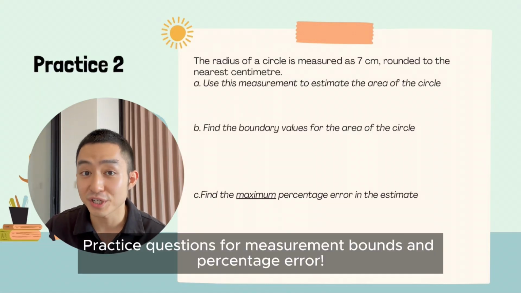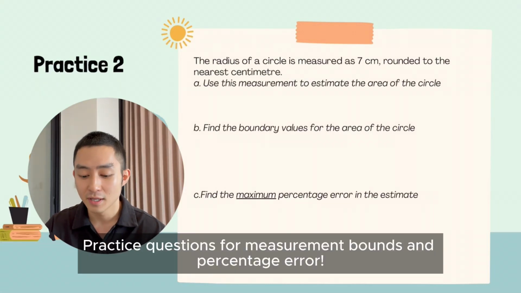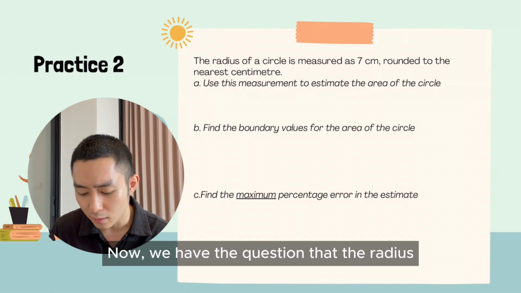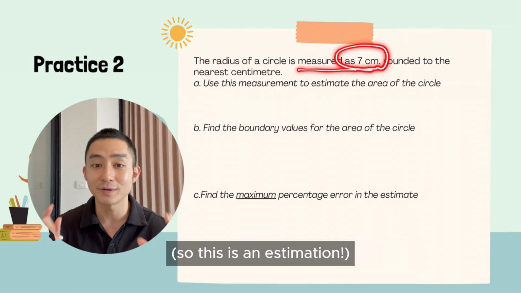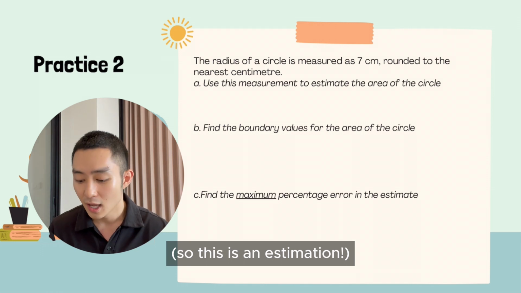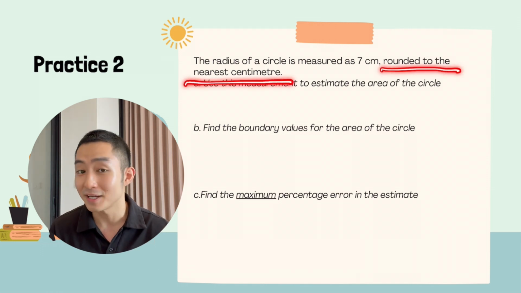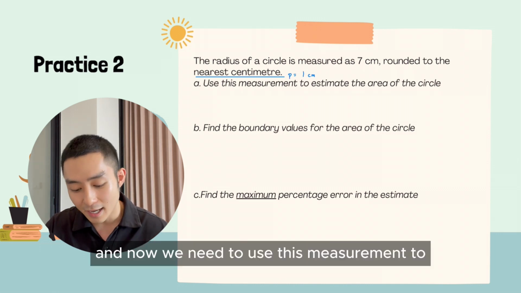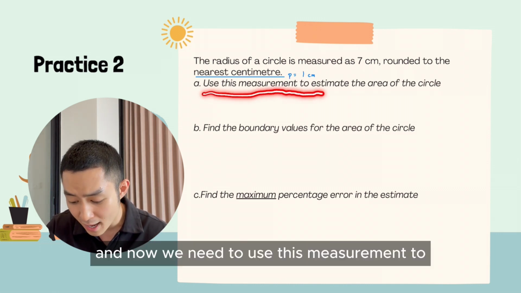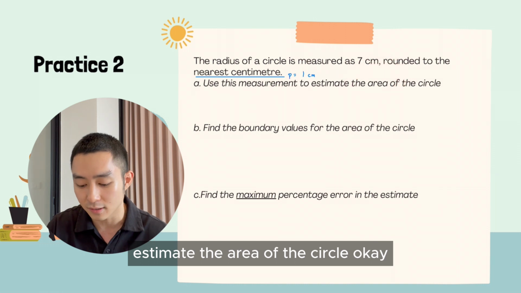Practice questions for measurement bounds and percentage error. Now we have the question that the radius of a circle is measured at 7 centimeters. So this is an estimation rounded to the nearest centimeter. So we have the precision is 1 centimeter. And now we need to use this measurement to estimate the area of the circle.